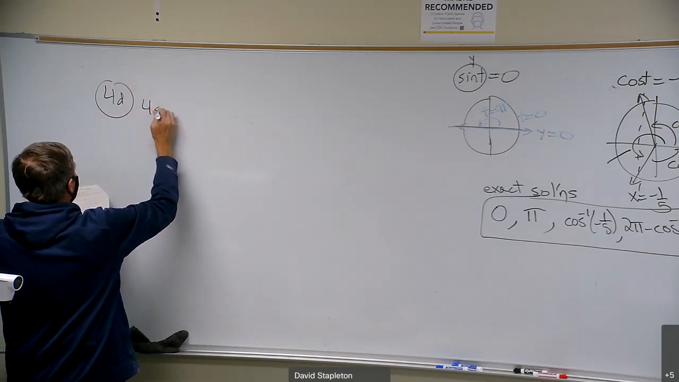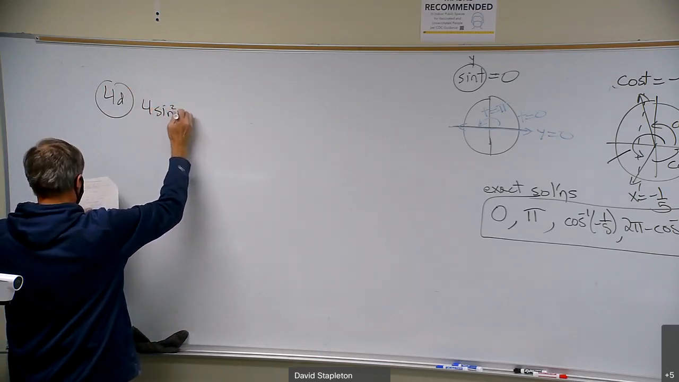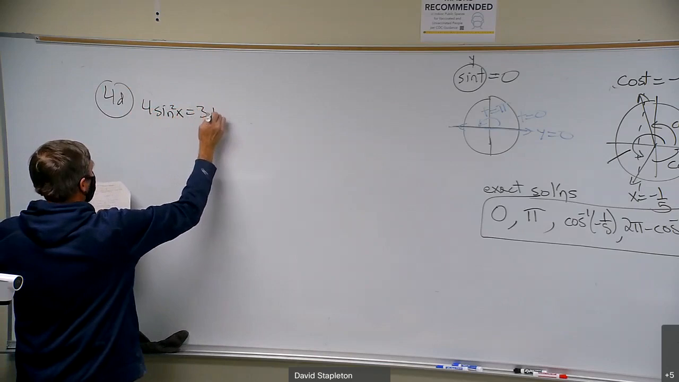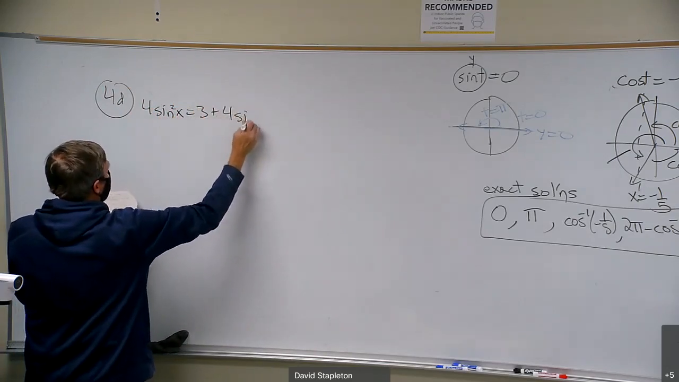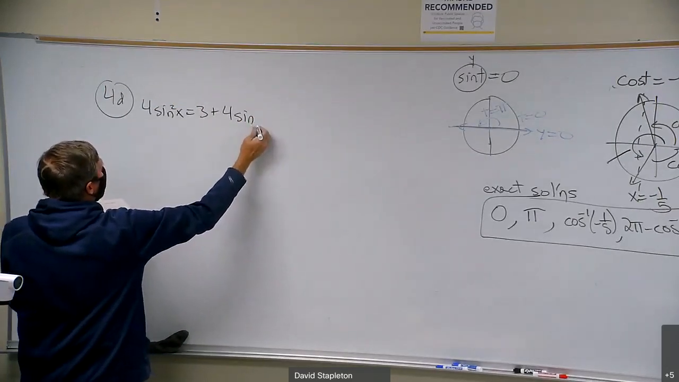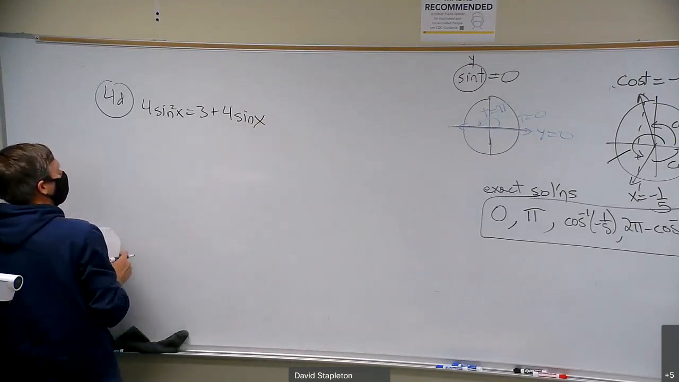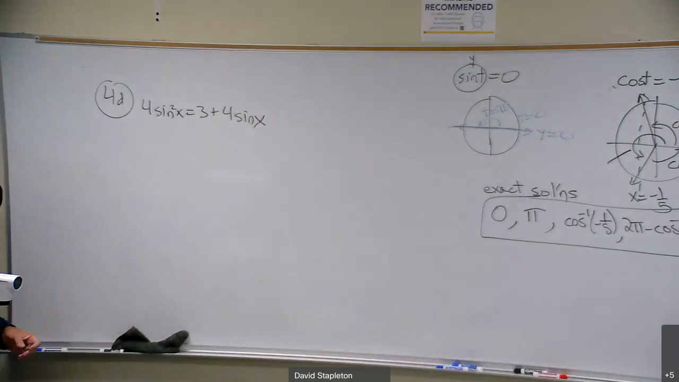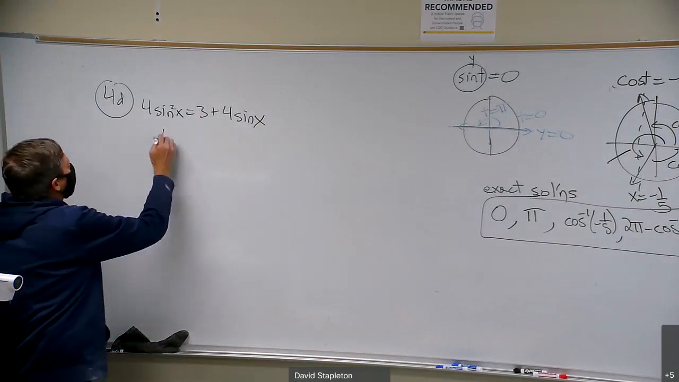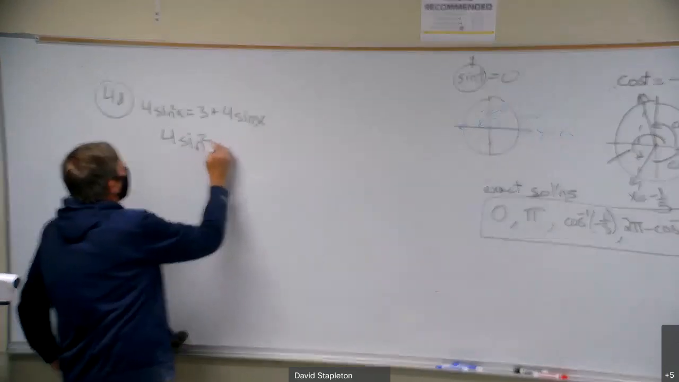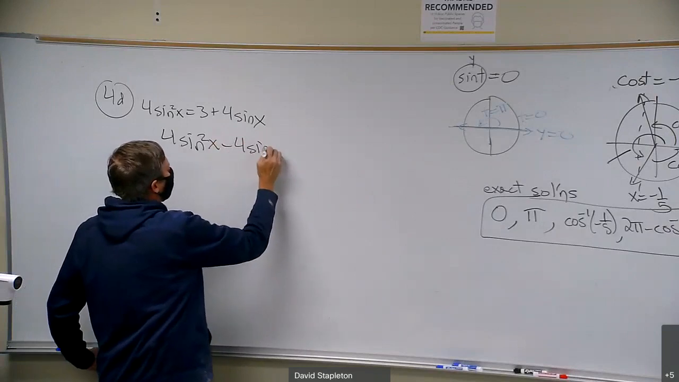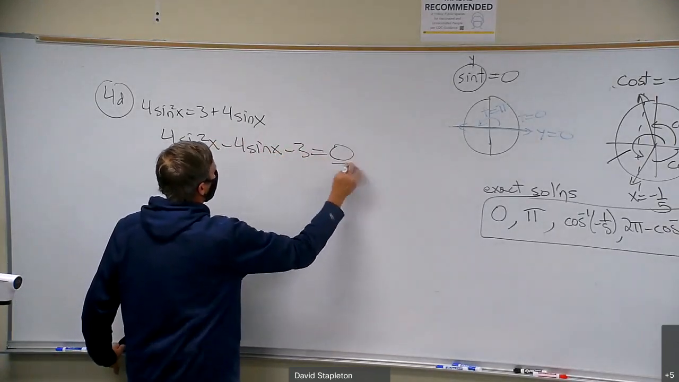Suppose I had 4 sine squared x equals 3 plus 4 sine x. Find the solutions to that one. First, let's put it equal to 0. 4 sine squared x minus 4 sine x minus 3 equals 0.